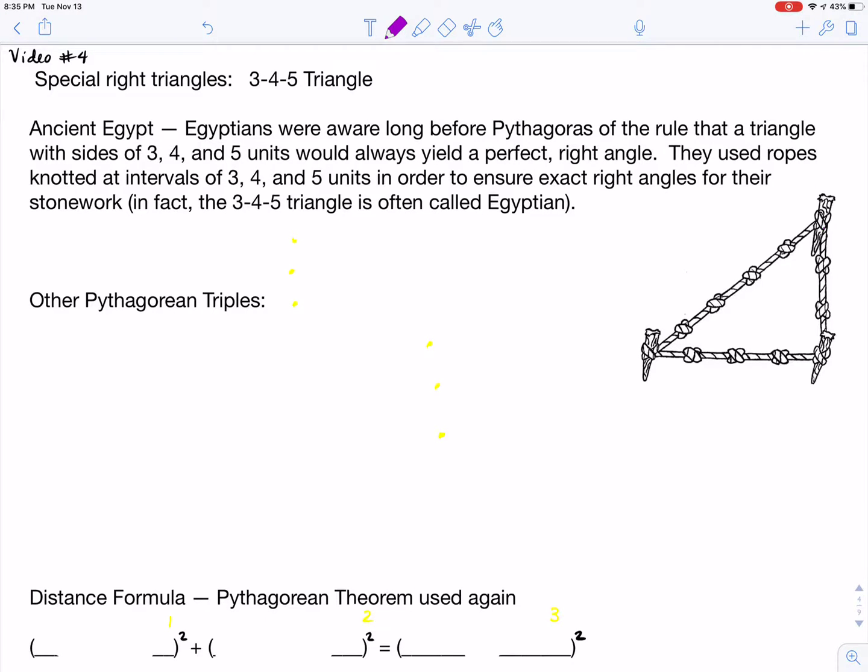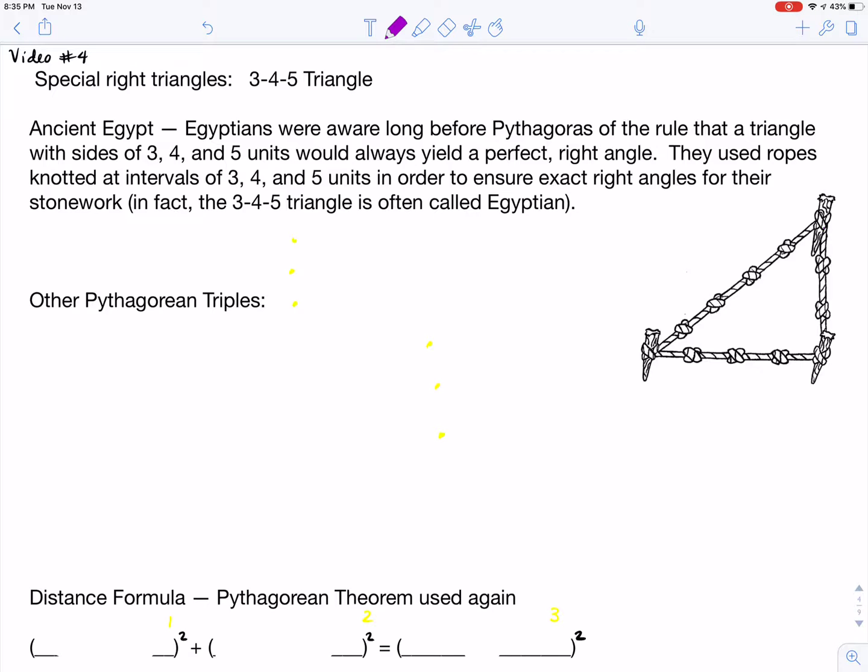Hey folks, this is video number 4 out of section 14.3, and this should be the last video in this particular section. First thing I want to talk about is the special right triangle, and the special right triangle in this particular case is the 3, 4, 5 triangle.